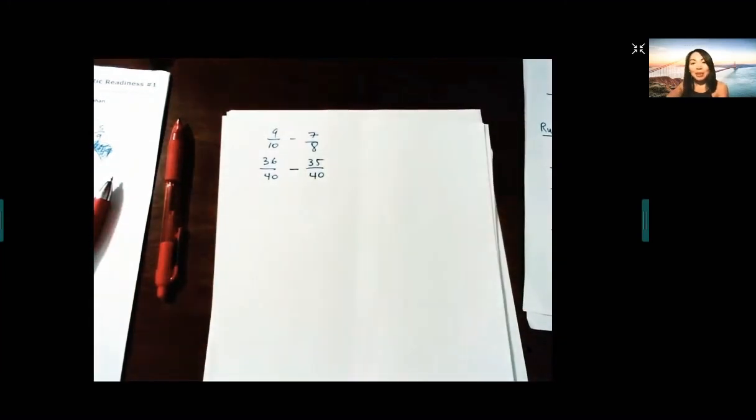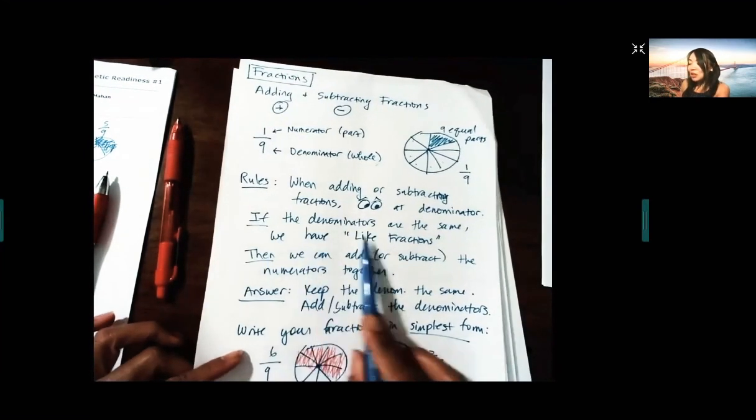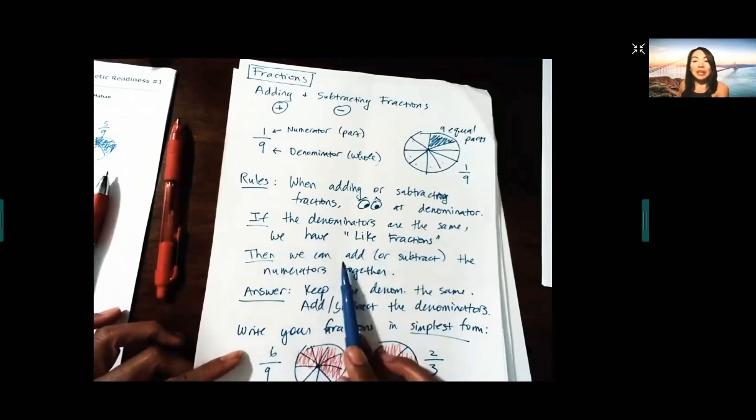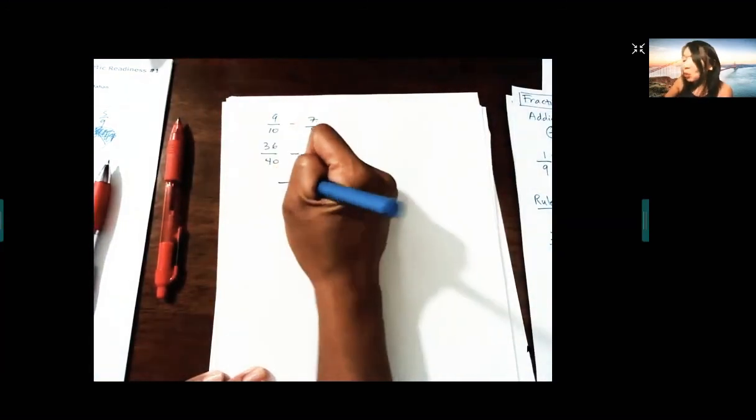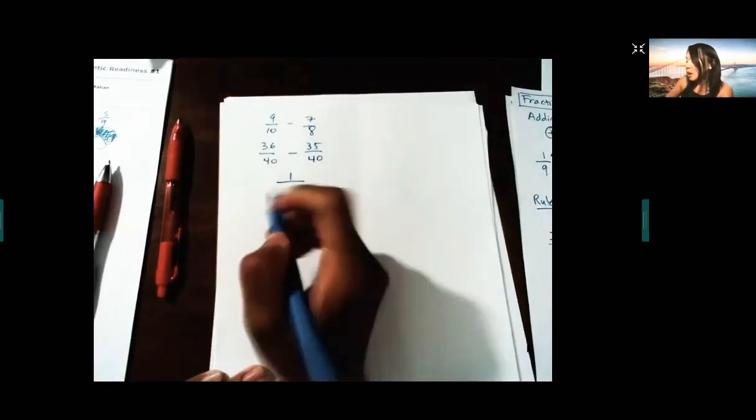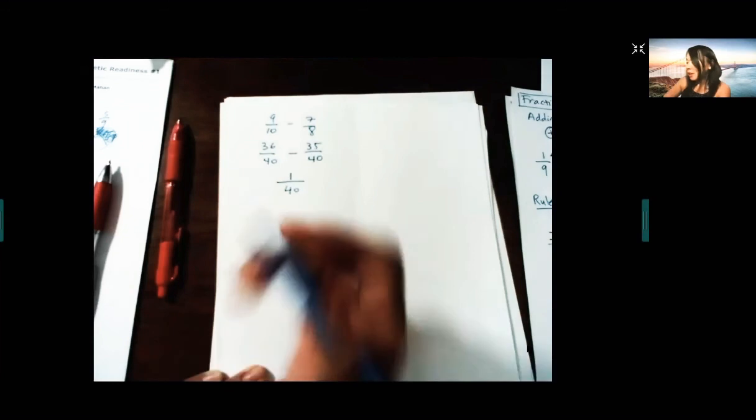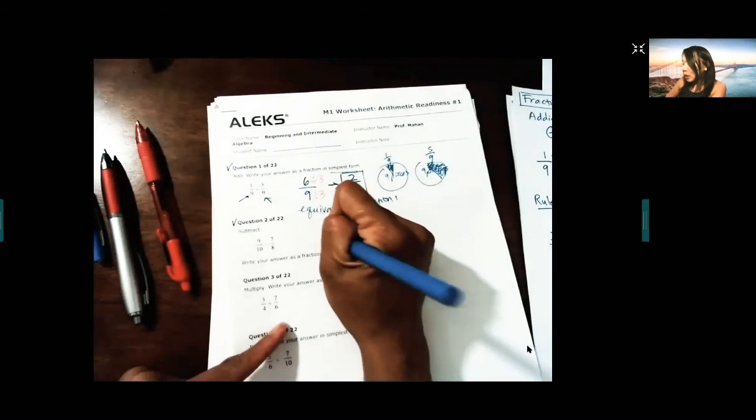And now that you have the same denominators, you can go back to the rules that we talked about in a previous video, that if the denominators are the same, then we can add or subtract the numerators together. We keep the denominators the same, right? So here, the denominators are the same, so we're working with the same pizzas that are cut into the same amount of pieces, in other words. So when I do 36 minus 35, I get 1, because I subtract the numerators, and the denominator I keep the same. And then this is already simplified. So therefore, question number 2, the answer is 1 over 40.